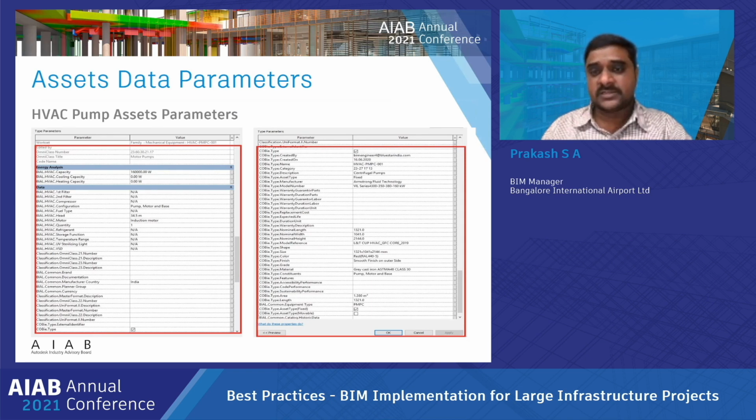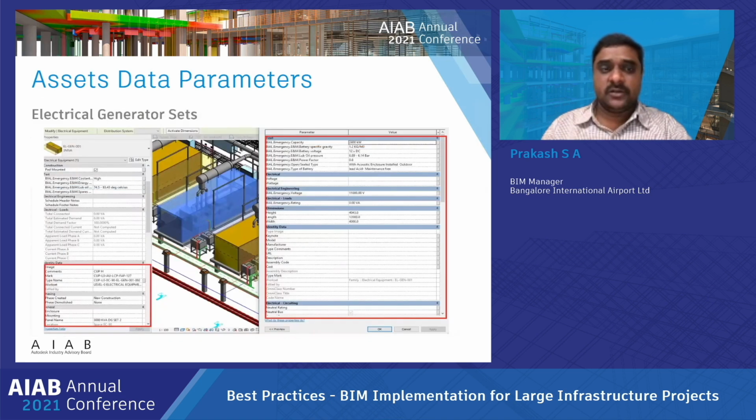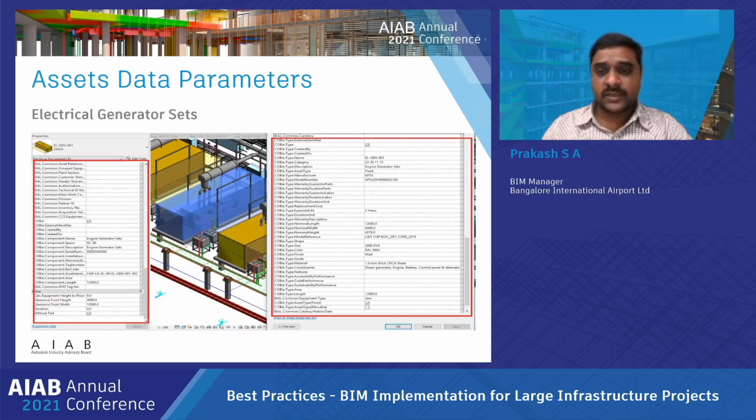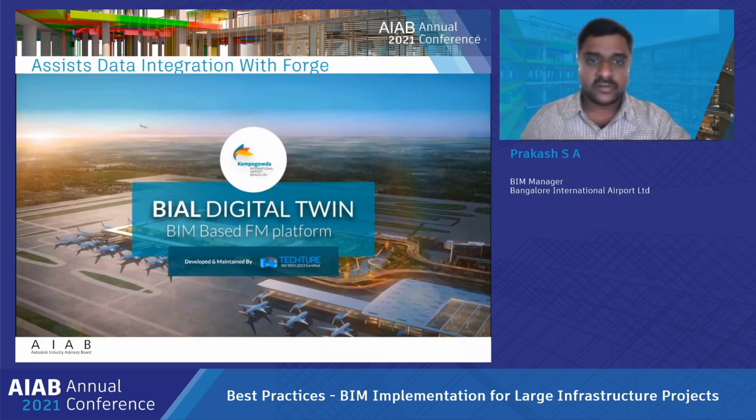So once the design stage starts, whatever information is required has to be fed, like the Omniclass and the catalog for the product and the manufacturer details, and these kinds of steps are going to be fed into the design stage itself. In the same way, for electrical, we have taken one generator. You can see the parameters, how they are going to be mapped and how they are going to be customized. Let me show you one video of how all these parameters are integrated with the Forge.